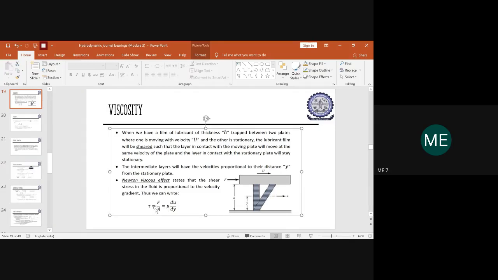So mu will be nothing but the representation of the viscosity of a particular fluid. And hence, instead of writing force upon area with respect to Newton's effect, we will come out with an equation where the shear stress will be equal to the viscosity value into the velocity gradient with which it is moving. So this is the equation you have to be very clear about with respect to the concept of viscosity and how it flows when one plate is moving and one plate is fixed.